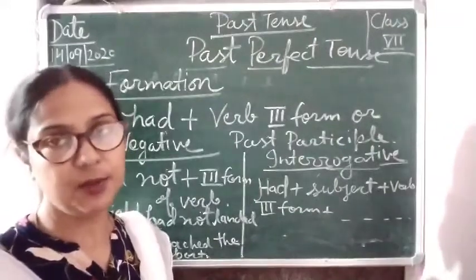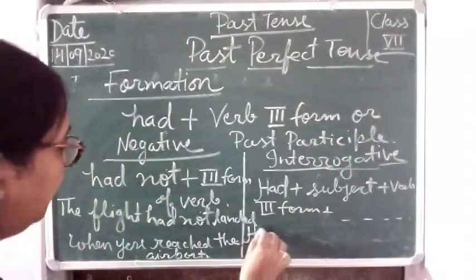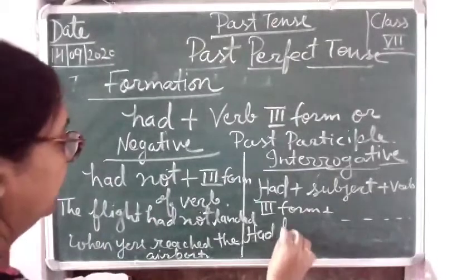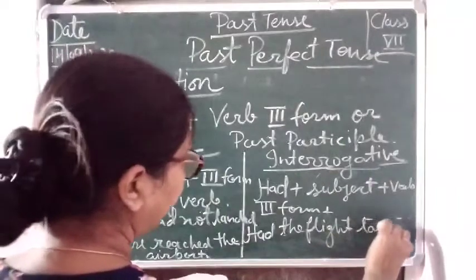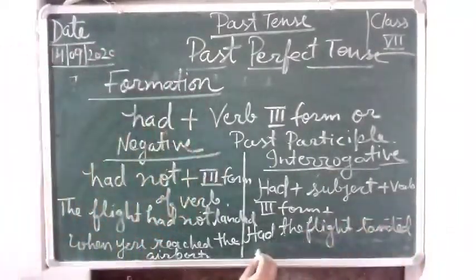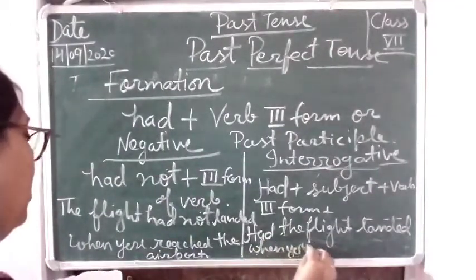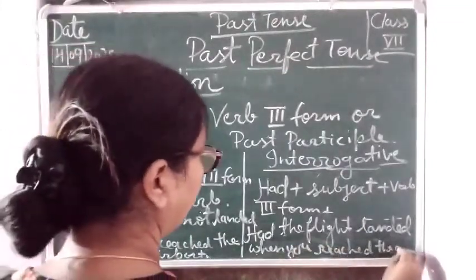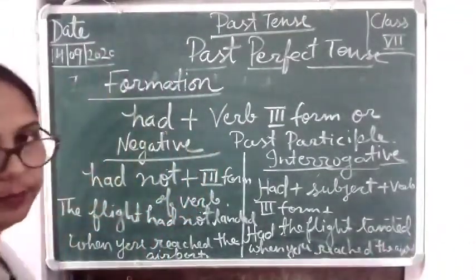Now I am going to give one example for making an interrogative sentence in past perfect tense. First of all, as I told you, had will be placed at the first place, and then had the flight landed when you reached the airport. So the question mark will be there.